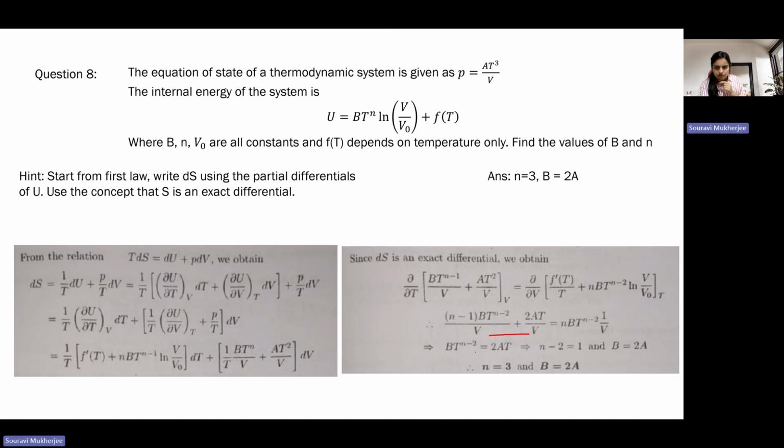Okay. So you're already getting a relation, right? So if you compare the left and right hand side, you would just compare the power of temperature. So from here you would get a value of N, and from B, by comparing this, you can write B in terms of A, right? So that gives you this answer. Okay. So for this kind of questions you have to choose a state function, some exact differential, so that you can use these ideas of multiple differentiations.